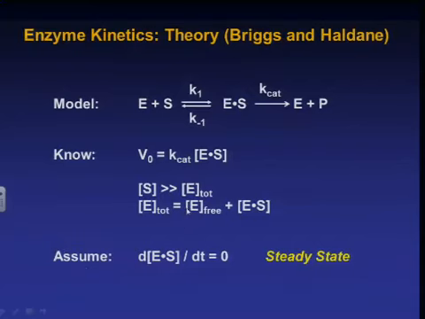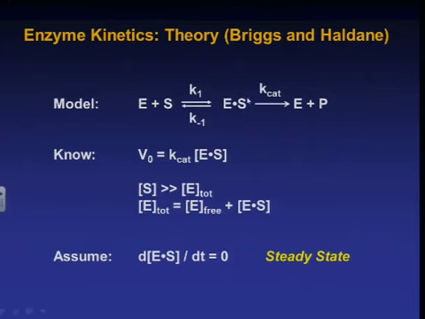Okay, so Briggs and Haldane, they took a theoretical approach. And the first thing that they had in their model is that if you have a substrate binding to an enzyme, that's going to form some enzyme substrate intermediate. Okay?